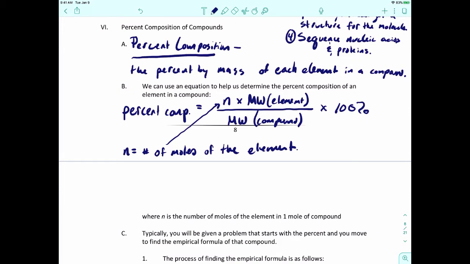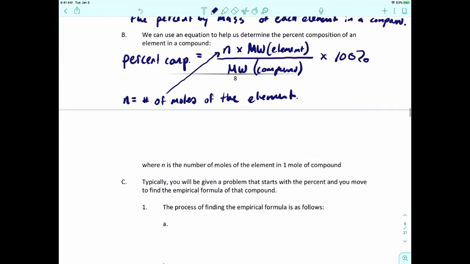Okay, so yeah, we can calculate the percent composition. Now, typically, however, what you're going to be doing is given a problem that starts with the percent, and you've got to find something called the empirical formula of that compound. The empirical formula of a compound, the way that we define this, is the lowest whole numbers that's possible for that compound.